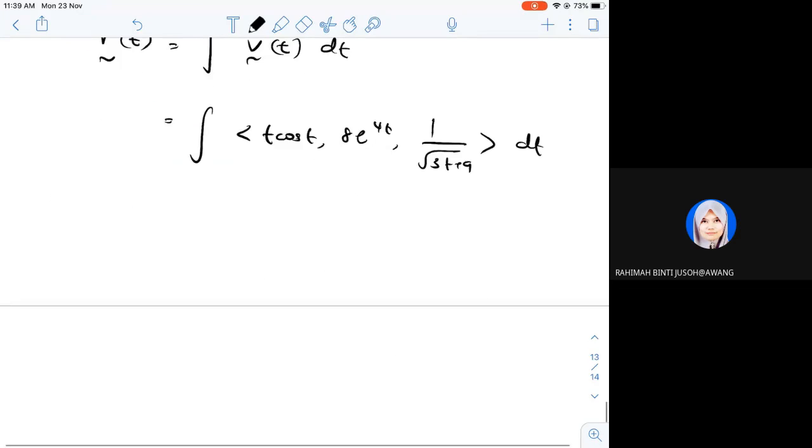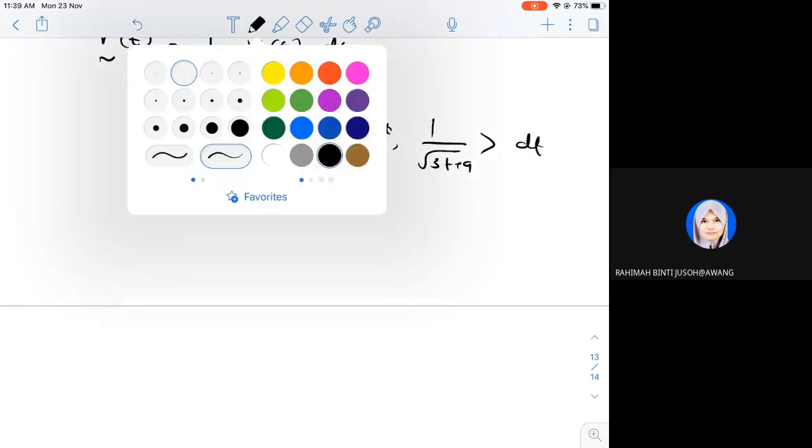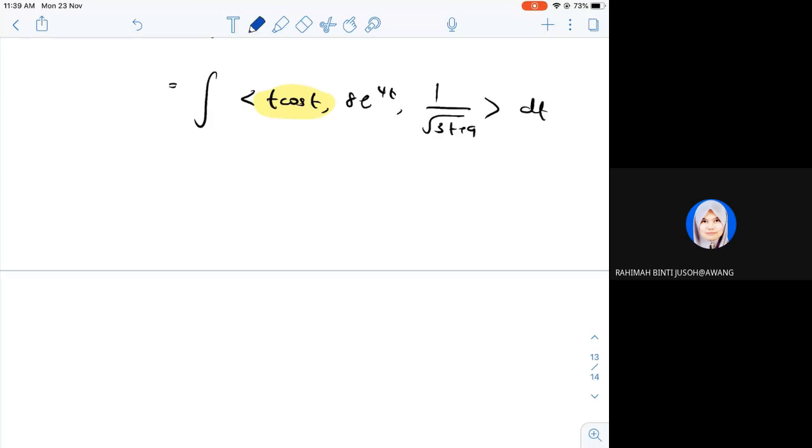So let us do this component-wise. Let us integrate this first: t cos t with respect to dt. What should we use to integrate this? We should use integration by parts, if you still remember it from secondary school, or the tabular method. Have you heard about the tabular method? The tabular method is easier compared to integration by parts.